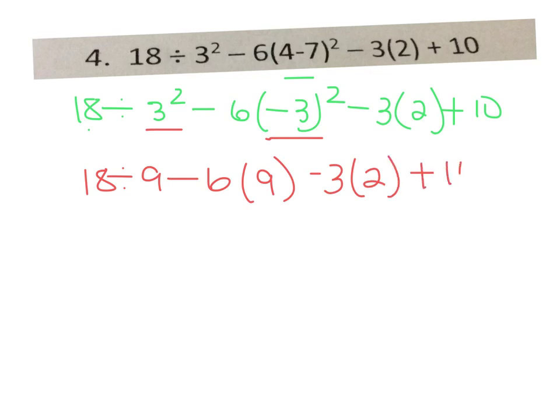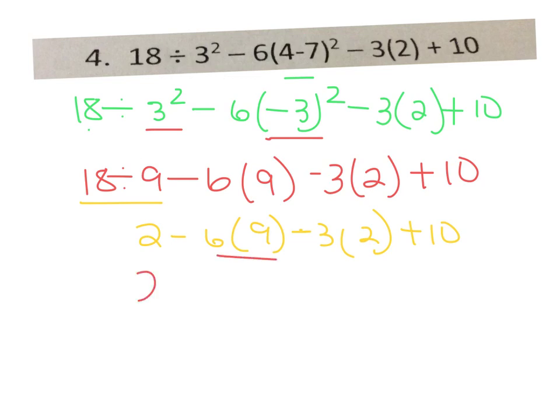Alright, so I did all my parentheses, I've done my exponents. Now I have to multiply and divide. I have to go left to right. Well, there's a division here. 18 divided by 9 is 2. So I'm going to do that step only. Okay, I still have another multiplication, so I don't touch the addition subtraction. I do not do 2 minus 6. I do 6 times 9, that's 54, so now I have 2 minus 54 minus 3 times 2 plus 10.